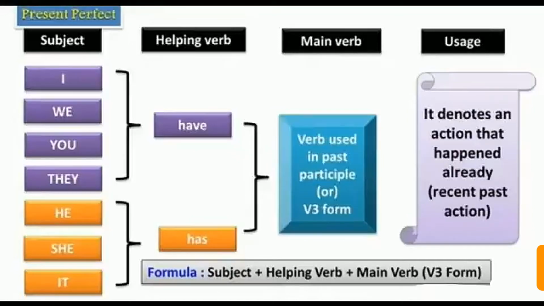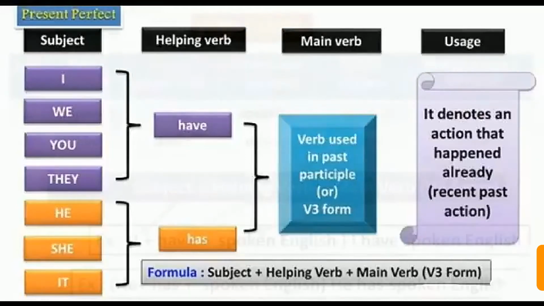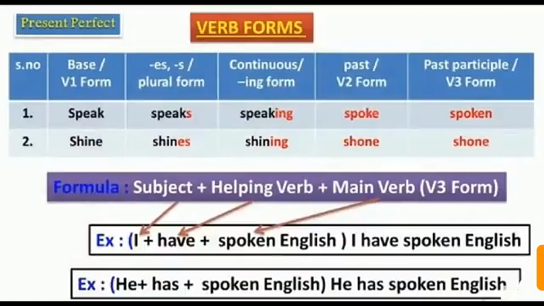Then what is its usage? It denotes an action that happened already, a recent past action. Okay, now let us move forward. Present perfect forms of the verb: as I have discussed earlier also, basically three forms of verbs are there, first form, second form and third form, plus the fourth form is considered as the use of s or es along with the main verb, and the fifth form is ing used with the first form of the verb. Okay, now let us see the formula along with the example.